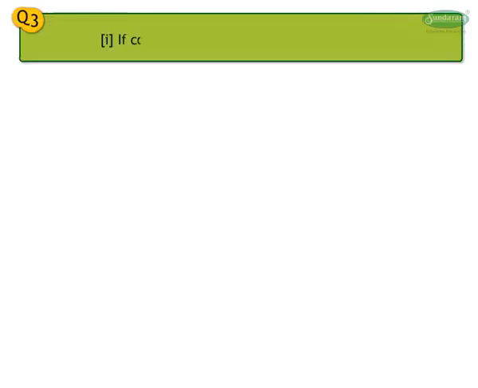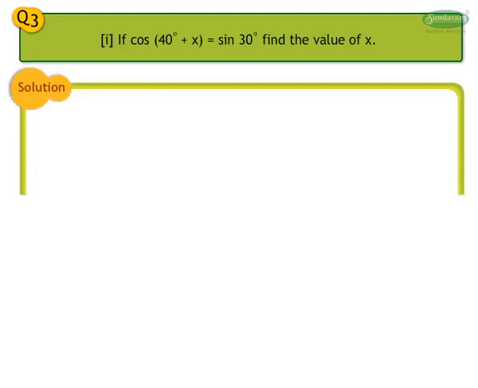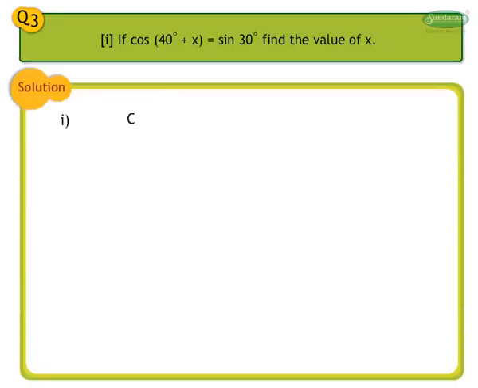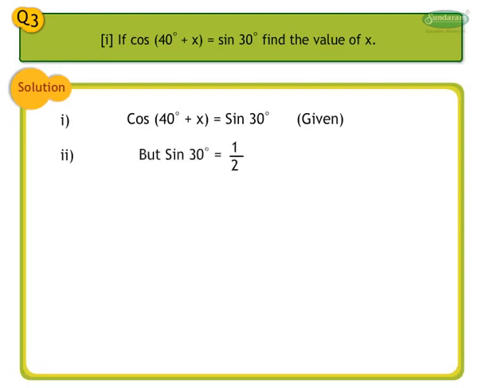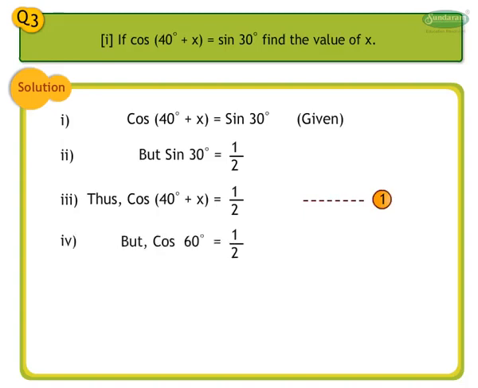Question 3. 1. If cos 40 degrees plus x is equal to sin 30 degrees, find the value of x. Solution. 1. Given that cos 40 degrees plus x is equal to sin 30 degrees. 2. But sin 30 degrees is equal to 1 upon 2. 3. Thus, cos 40 degrees plus x is equal to 1 upon 2. Mark it as equation 1. 4. But cos 60 degrees is equal to 1 upon 2. Mark it as equation 2.